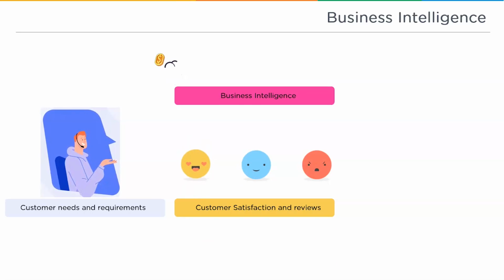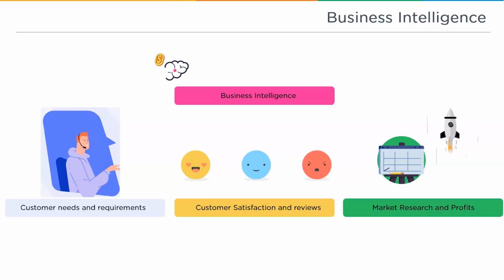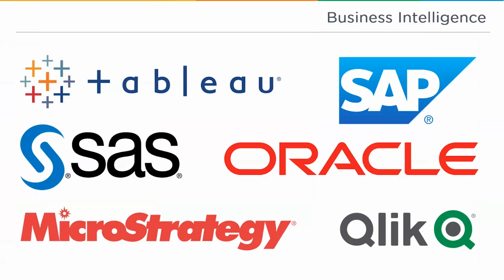This customer satisfaction and reviews come under sentiment analysis. This sentiment analysis and positive feedback and reviews from your customers will help you gain more customers, and as a result you will have a good market profit. So this is what exactly business intelligence means. To make things easier in business intelligence, we have certain software: Tableau, SAP, SAS, Oracle, MicroStrategy, Qlik. These software are the segment leaders in market research and business intelligence. So today we will be learning about Tableau.